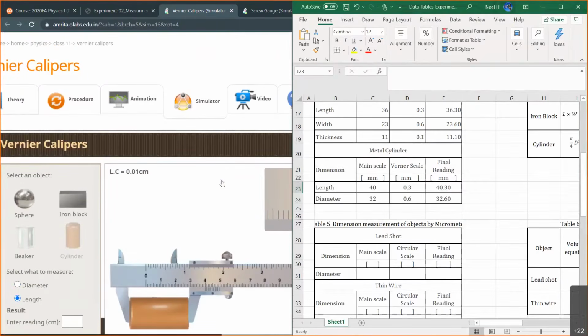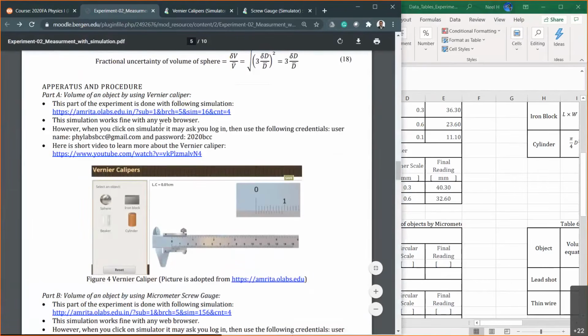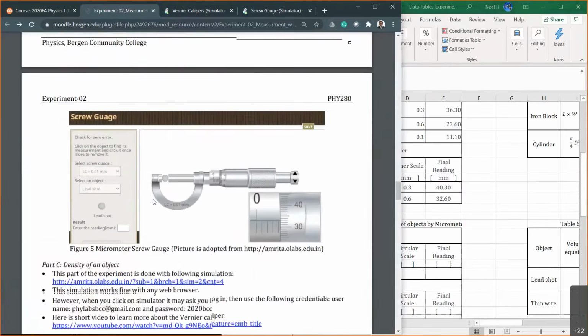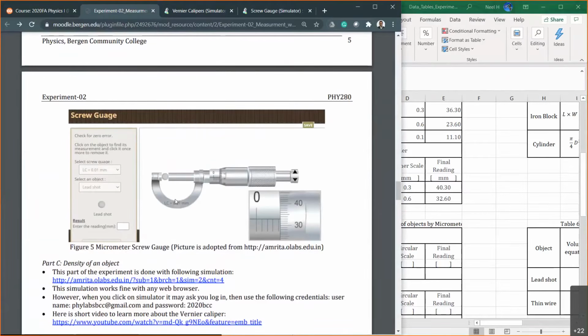Now you know how to use this instrument. When it comes to the next one, it's not really anything new. It's a very similar instrument, what we call the micrometer screw gauge. There's a little bit of difference. This instrument has a linear scale, the same way, a millimeter scale, and then there's a circular scale which can rotate. So that's the difference. Let's take a look.